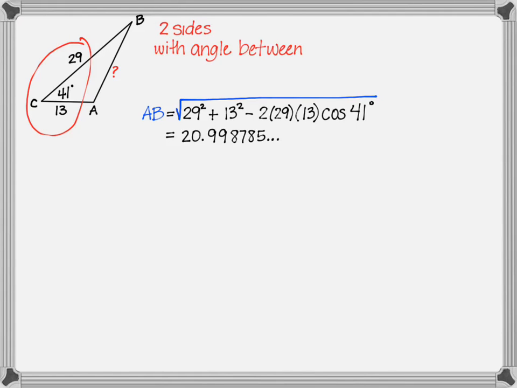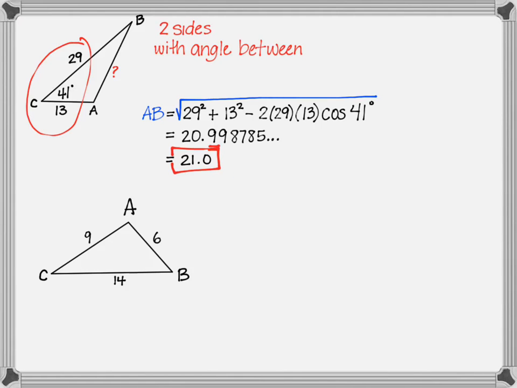So plug that in our calculator. I want you to round to 1 decimal place, and because of the 9s, this is going to round up to 1, so it's going to be 21, but don't forget the point 0, because to round to 1 decimal place means you must have 1 decimal place in your answer.